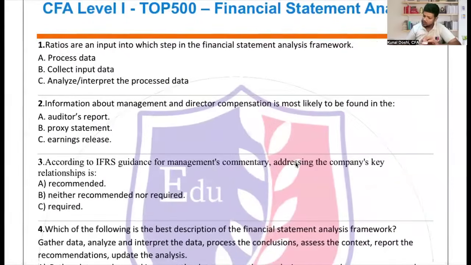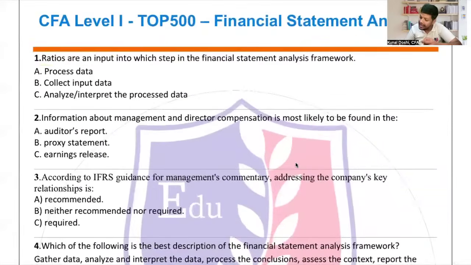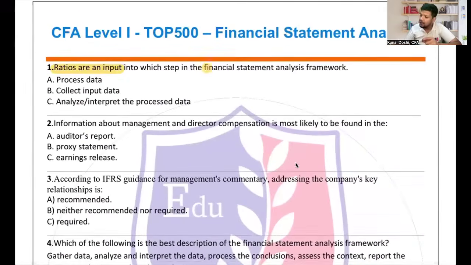Now, if you see the first question, ratios are an input into which step of financial statement analysis? By the way, there are 6 steps of financial statement analysis. Do you remember which steps? It's state the objective, then gather the information from the 10-K report, then process the information, correct? Then analyze, then make a report with conclusions, and update the analysis. So there are 6 steps, out of which they are asking ratios are an input into which step? Now, can you answer, everyone? A, B, C.